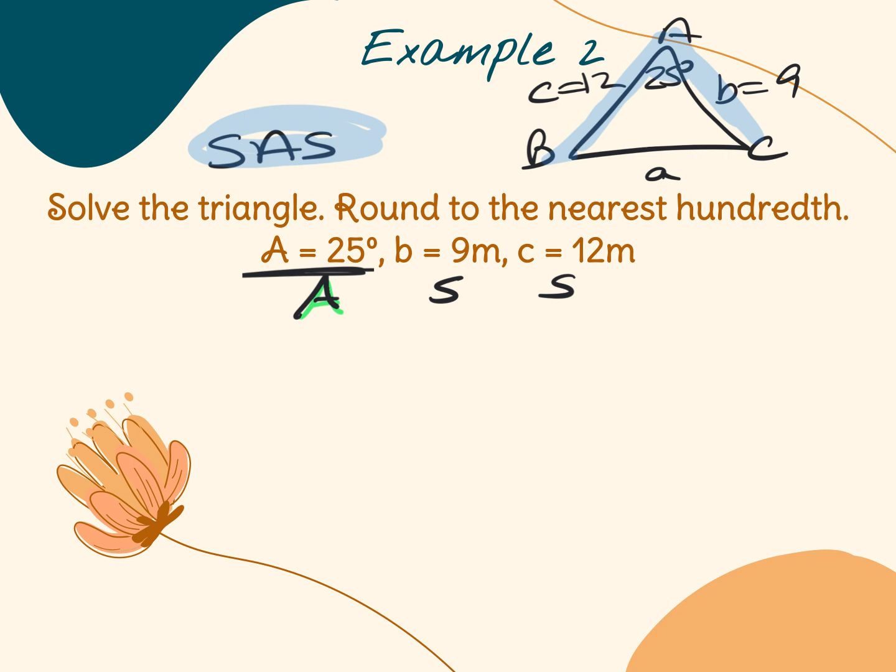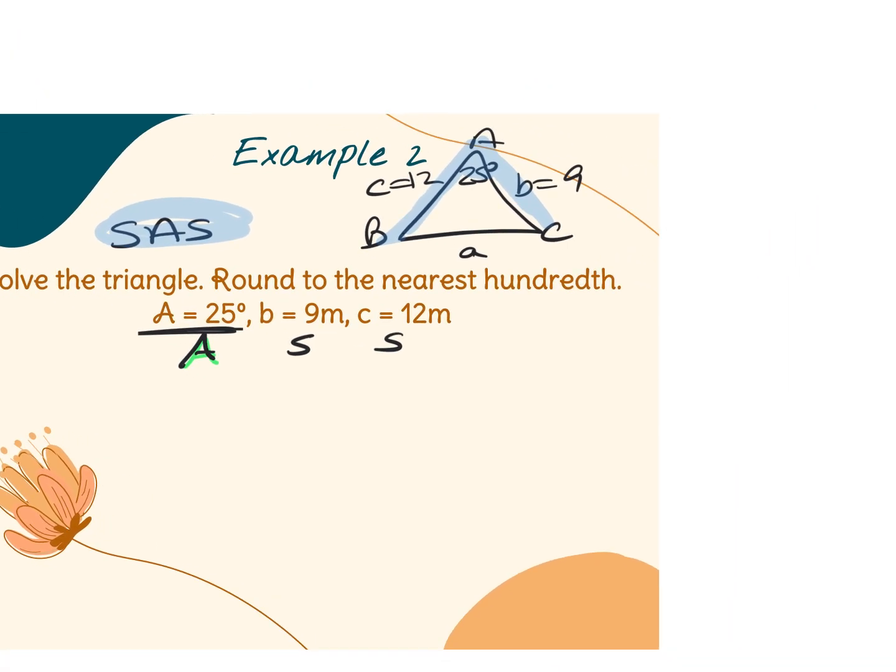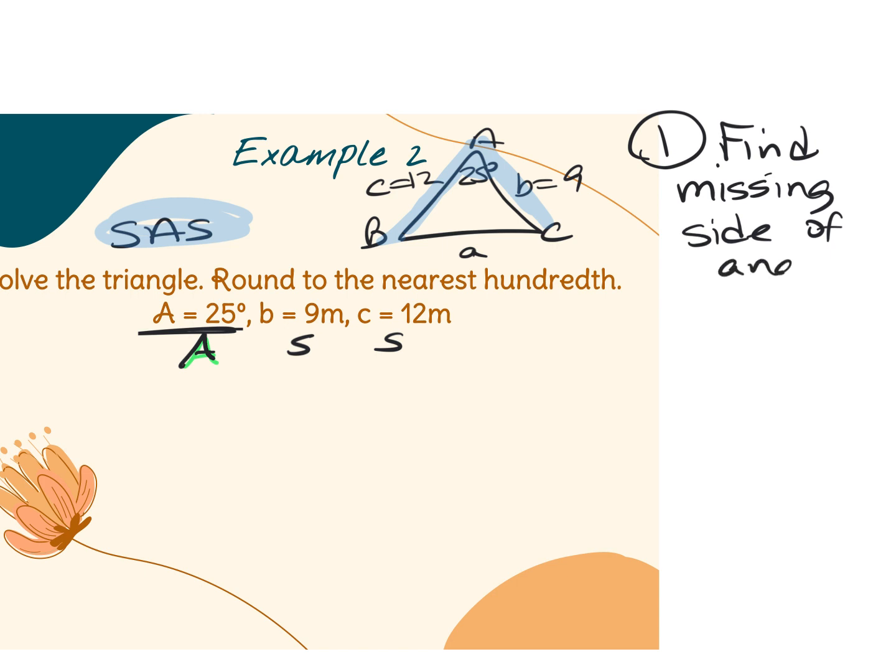So what I'm going to do is the steps for this one. Step number 1 is I'm going to find the missing side that's across from the angle that's given. So I'm going to be finding a side first. So I'm going to find the missing side of the angle that's given. So in this particular problem, I'm finding little a.